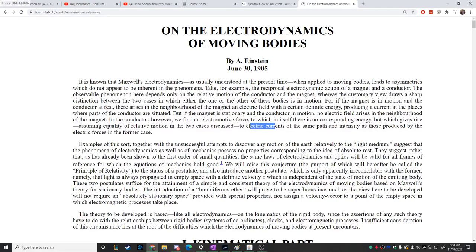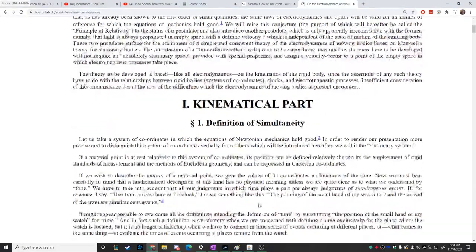Examples of this sort, together with unsuccessful attempts to discover any motion of the Earth relative to the light medium, this is the ether stuff, suggest that the phenomena of electrodynamics as well as of mechanics possess no properties corresponding to the idea of absolute rest. They suggest rather that, as has already been shown to the first order in small quantities, the same laws of electrodynamics and optics will be valid for all frames of reference for which the equations of mechanics hold good. And then he kind of goes in, develops everything.